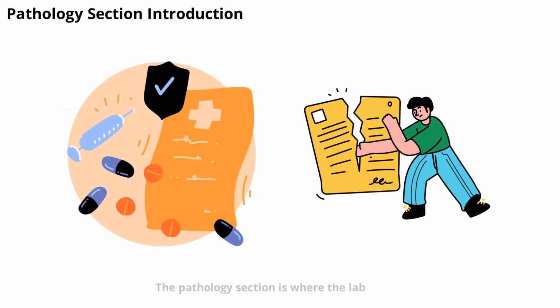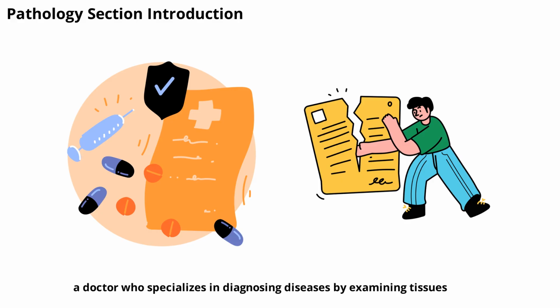The pathology section is where the lab describes what was found in the biopsy samples. This part is often written by a pathologist, a doctor who specializes in diagnosing diseases by examining tissues. The report may include descriptions of cell types, presence of inflammation, or any abnormal growths. This section is key to understanding whether there are any concerning findings.